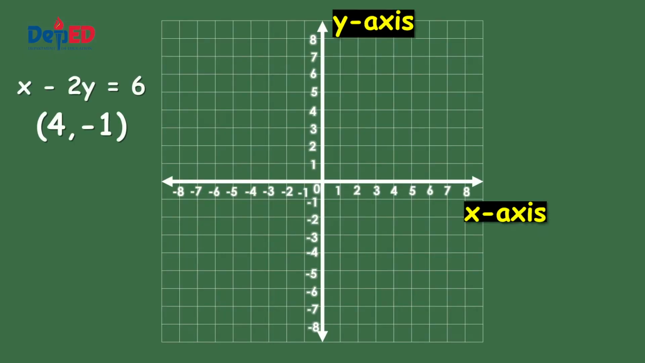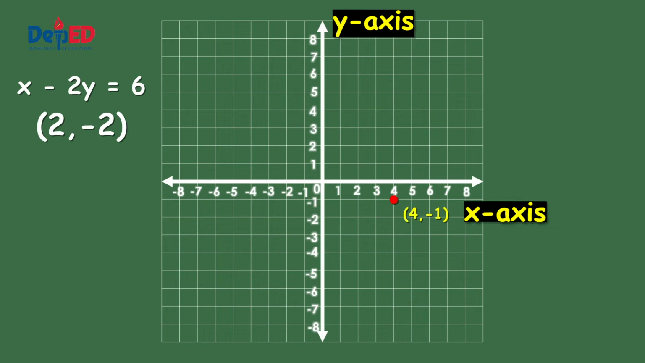We will plot these ordered pairs in one rectangular coordinate system. So let's do it one by one. The first ordered pair that we have is (4, negative 1). The x value is a positive 4. This means that from the origin, the point is located 4 units to the right. Next, we are given a y value of negative 1. This informs us the point can be located 1 unit downward. Starting from the origin, we locate 4 units to the right, then 1 unit downward. We have now located the point (4, negative 1).